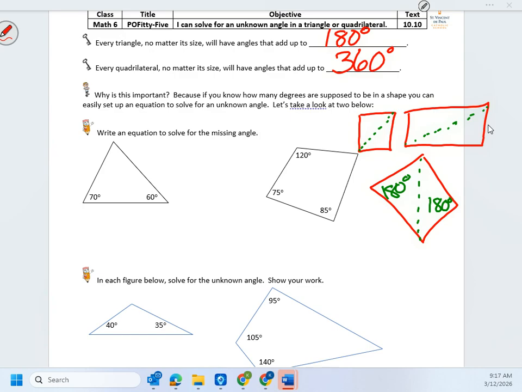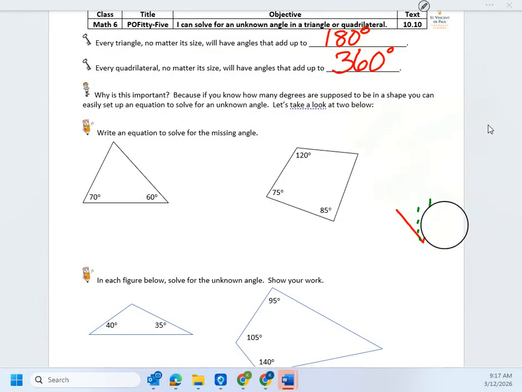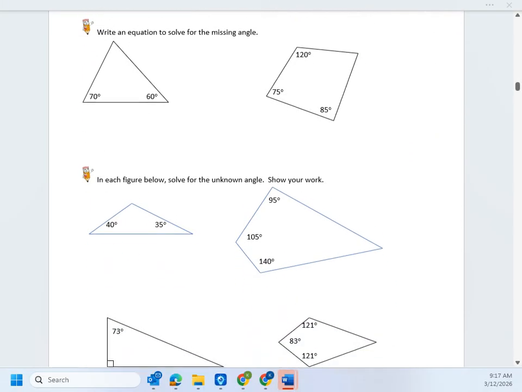So why is this important? Because if you know how many degrees are supposed to be in a shape, you can easily set up an equation to solve for an unknown angle. So let's take a look at what that means. So 180 is important to remember for triangles, 360 for that quadrilateral.